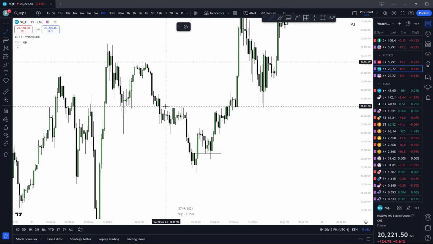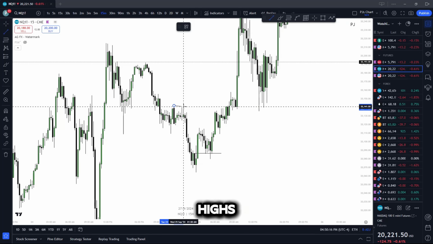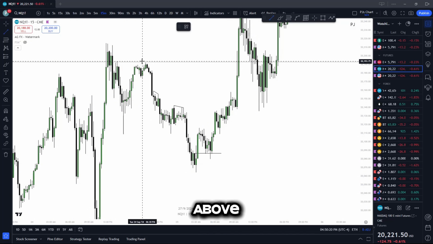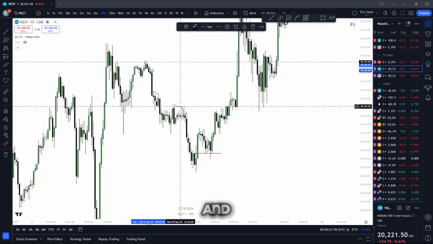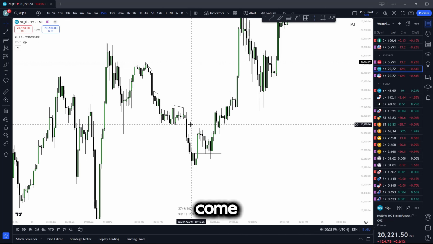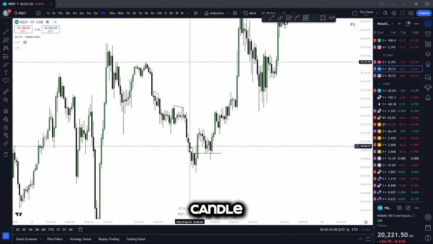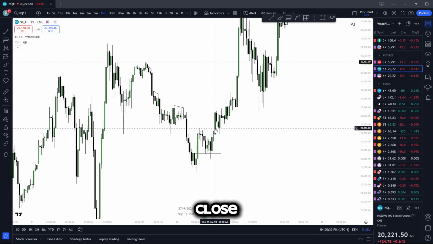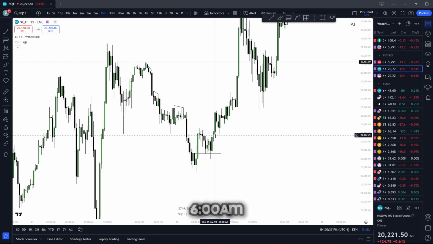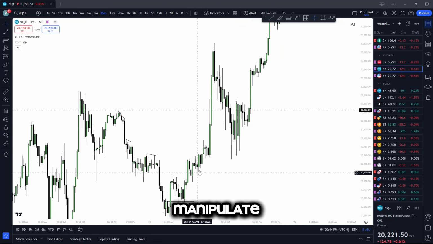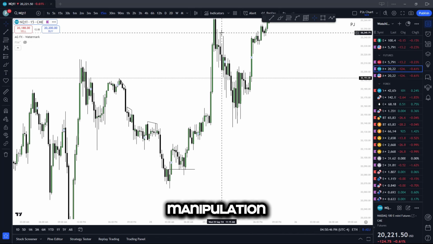We also see we have equal highs, relative equal highs here. We have low resistance LR above. And also, as you can see during the Asian session, we come into the 2 a.m. candle open, low, high, and then close into the 6 a.m. And then 6 a.m. never ends up having a wick. 2 a.m. did the damage, so 6 doesn't need to manipulate. A London manipulation into a New York continuation.